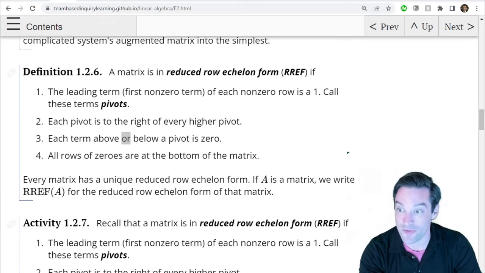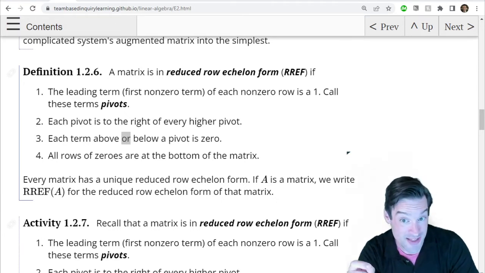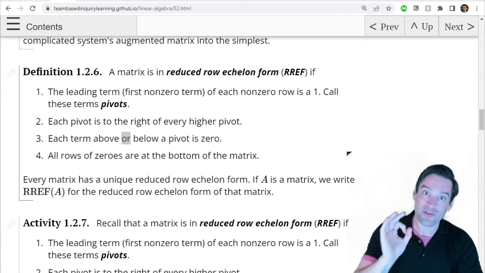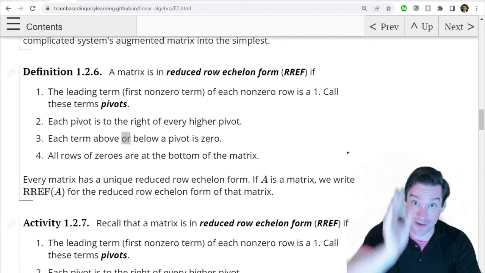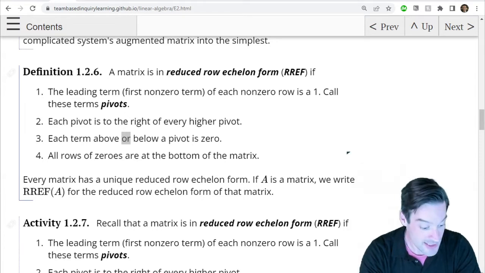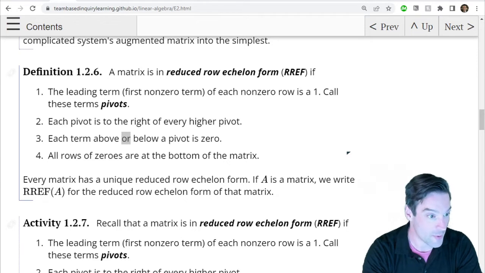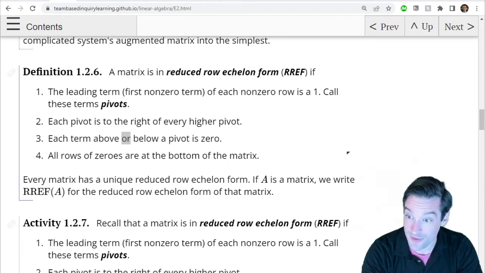So when it says above or below a pivot, I think the intention is that above and below a pivot needs to be 0. Because after all, if we have a pivot, it has the capability to cancel out everything above it and everything below it. And so we want to have done all of that cancellation before we can say that our reduced row echelon form has been achieved. Yes, so each term above and below a pivot ought to be 0.